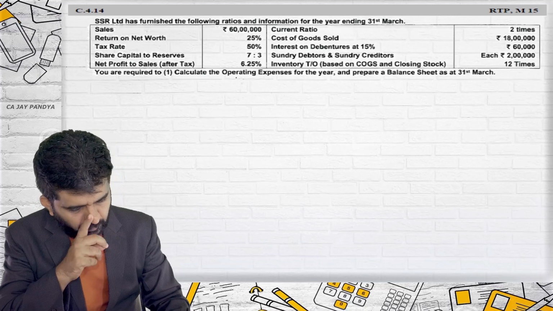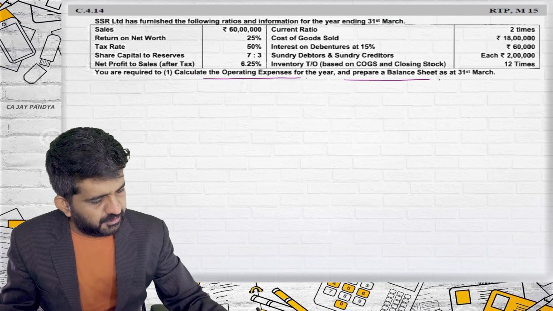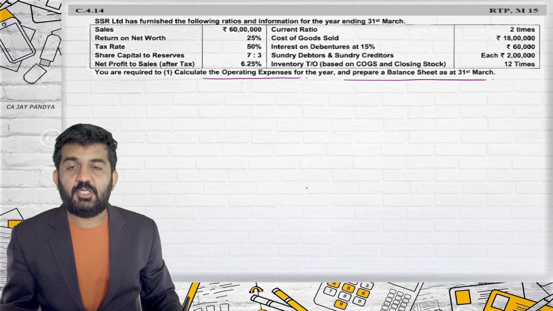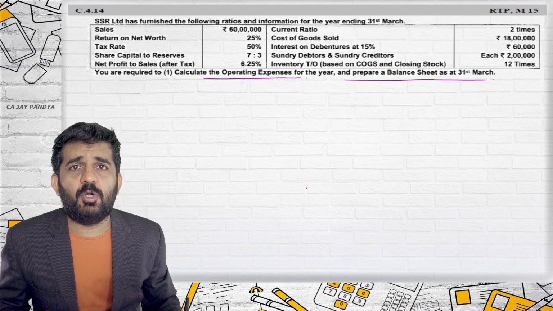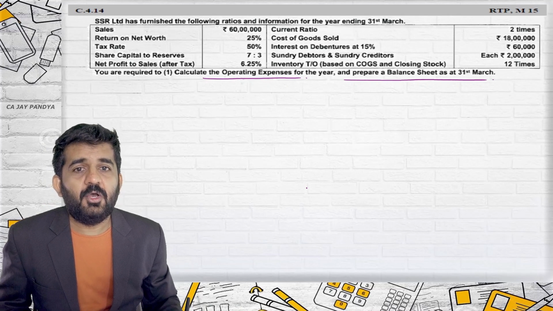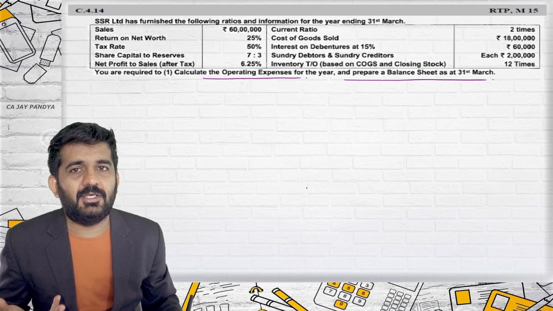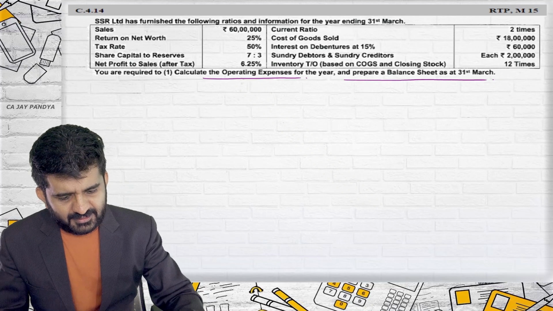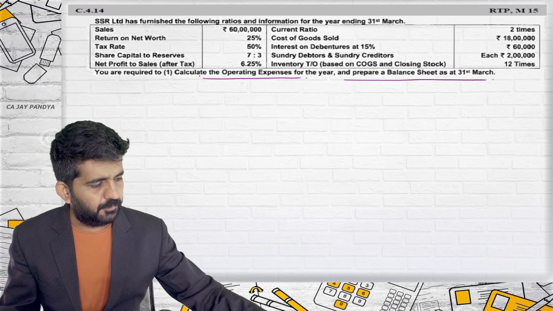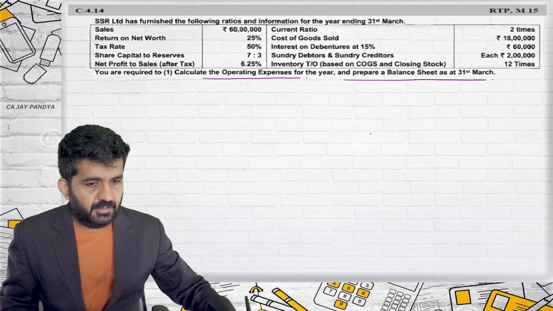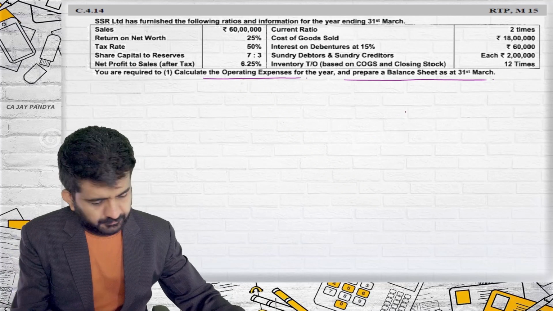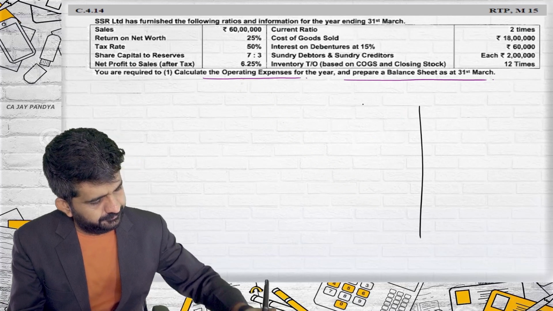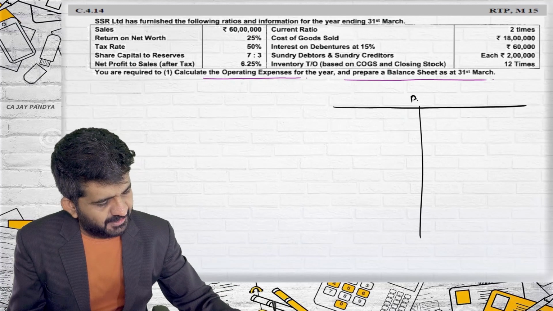You are required to calculate operating expense for the year and prepare a balance sheet as at 31st March. All right. So practically, operating expense can be found out normally from the P&L account and trading account. But let us see how the question proceeds. We need to draw a balance sheet. So balance sheet is required.